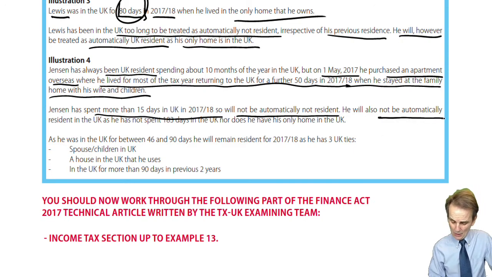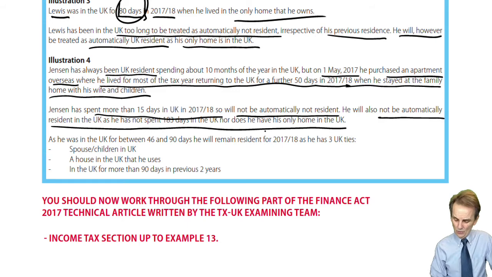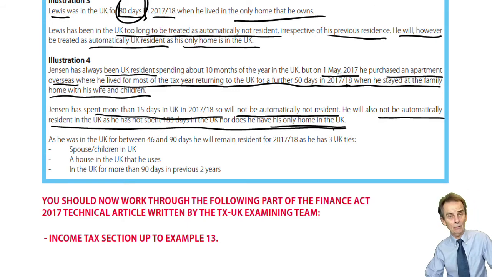Well, no, he won't be automatically UK resident, as he's not spent 183 days, nor does he have his only home in the UK. He's got the overseas apartment, of course, which is where he's been to, so it's not his only home in the UK. So again, we do not satisfy either of the automatic qualifications for non-UK resident or UK resident status. So it's about the ties. So how many days, therefore, was he in the UK?